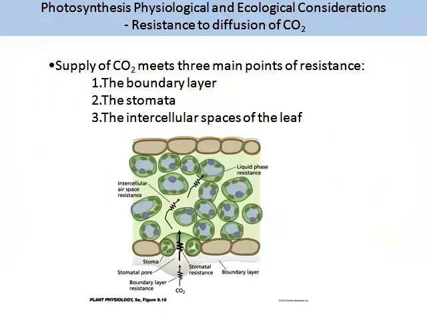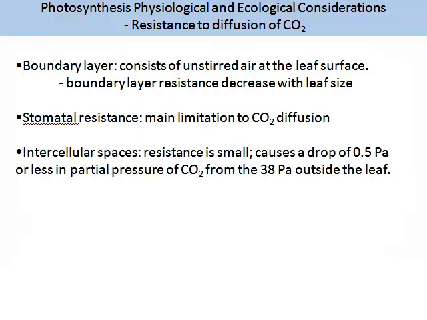There are three main points of resistance to the supply of CO2. The first is the boundary layer, the second the stomata, and the third the intracellular spaces in the leaf. The boundary layer results in unstirred air around the leaf surface. This is known as the boundary layer resistance, and it decreases with leaf size. Stomatal resistance is the main limitation to carbon dioxide diffusion, while the resistance incurred in the intracellular spaces is small.